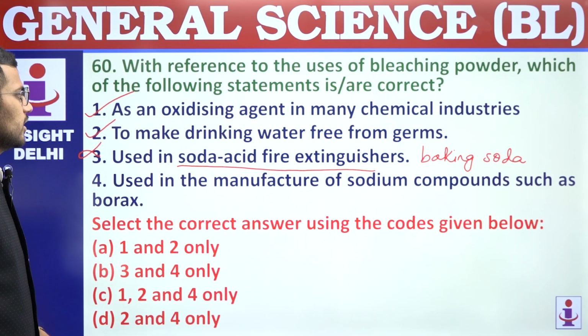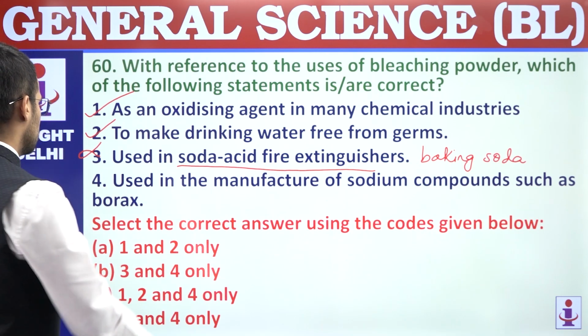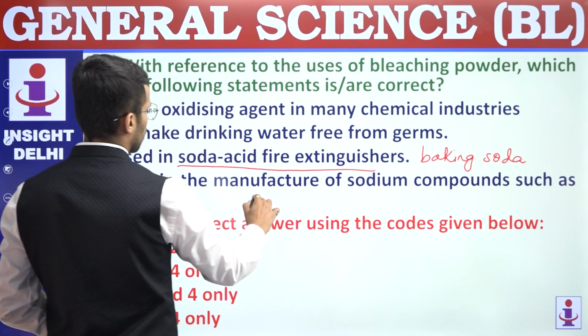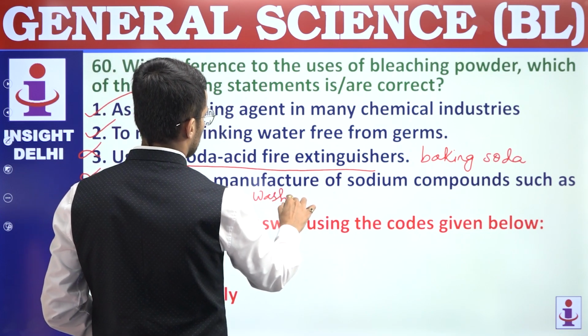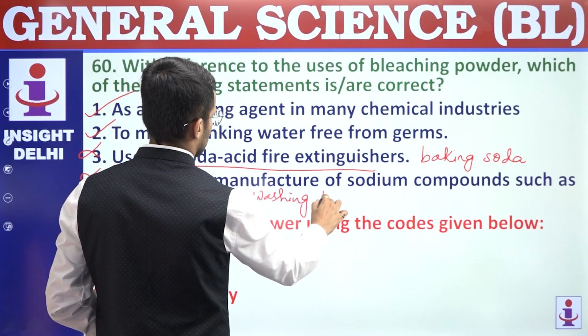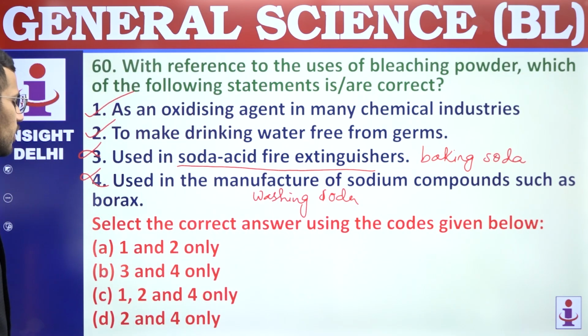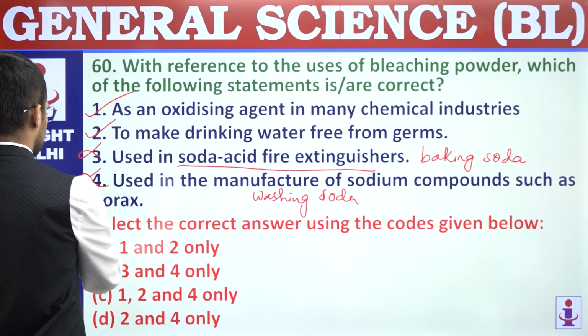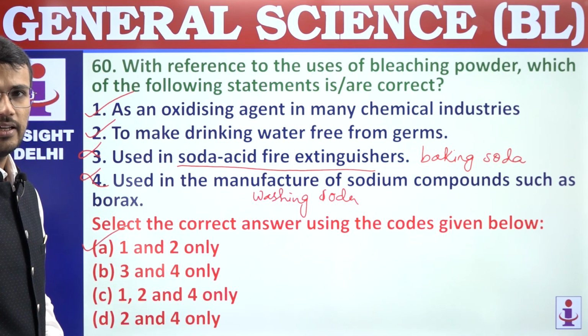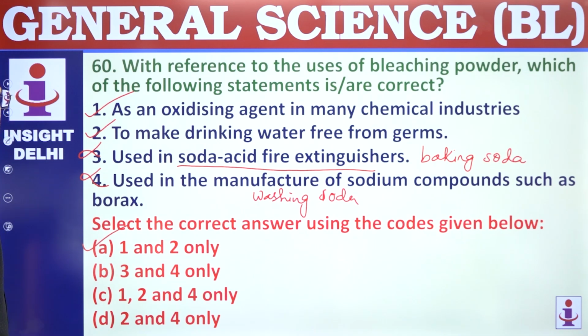Fourth, used in manufacture of sodium compounds such as borax. So this is again incorrect because it is washing soda which is used for the manufacturing of borax. Washing soda, right? So third and fourth statements are incorrect. First and second are correct. We are supposed to find out correct statements. Hence, answer is A, 1 and 2 only. Question number 60, answer is A.